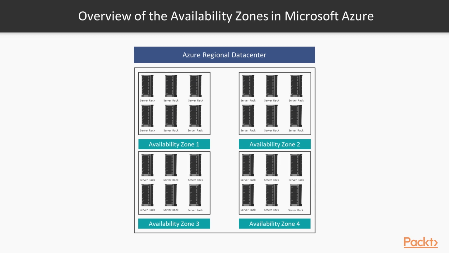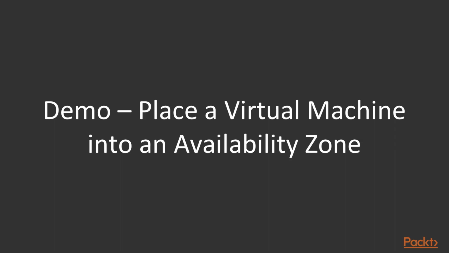Each zone contains a fault domain and an update domain, which ensure VMs are not updated at the same time. When you place virtual machines in an availability zone, Azure will ensure they are not put in the same server rack and update domain. Using availability zones ensures virtual machines are protected from hardware failures like a power outage in server racks, air conditioning fault, or faulty network switches.